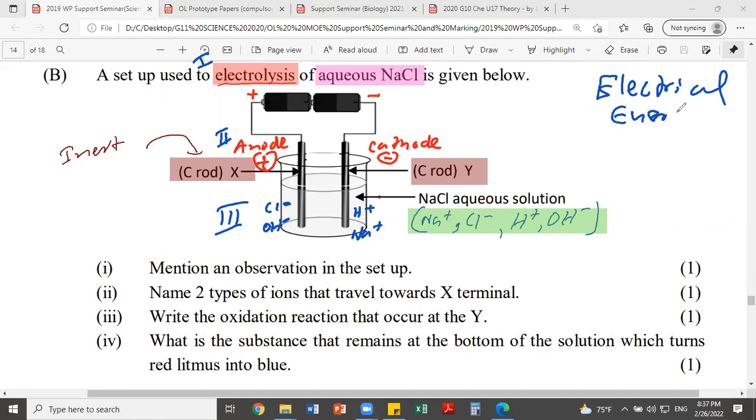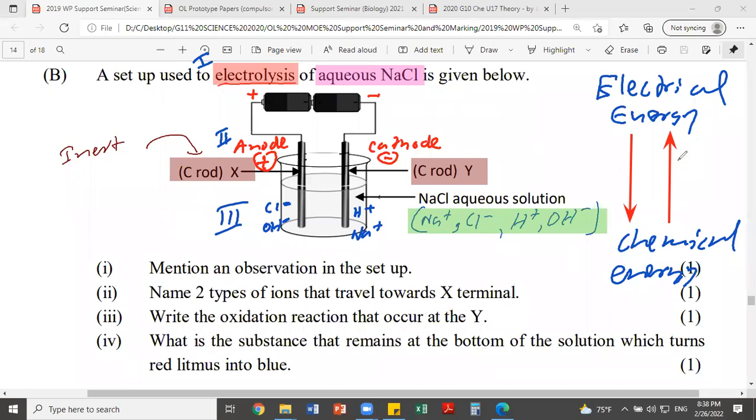What is the energy transformation here? Electrical energy becomes chemical energy. In both electrolysis as well as electroplating, this is the energy transformation. If you can, copy this down in a short notebook. Look at the screen, everyone. I'll put arrows at both ends, then it's easy to understand. This downward arrow is for electrolysis and electroplating. If it is the other way around, then it's an electrochemical cell.